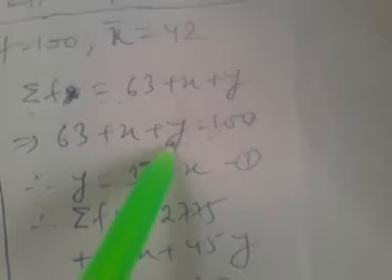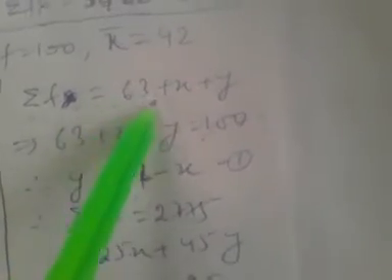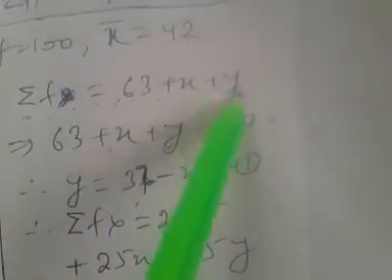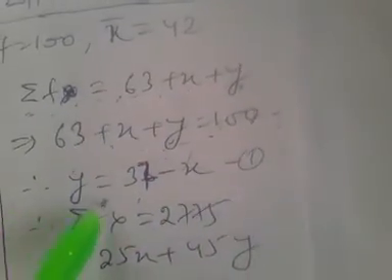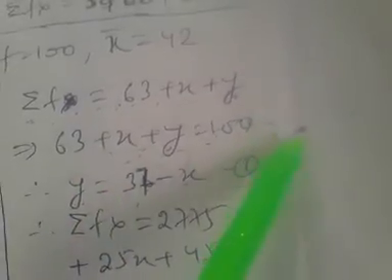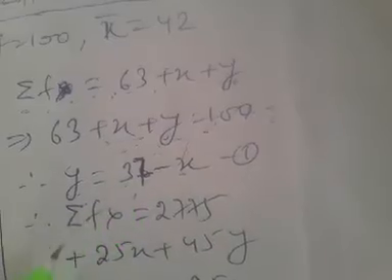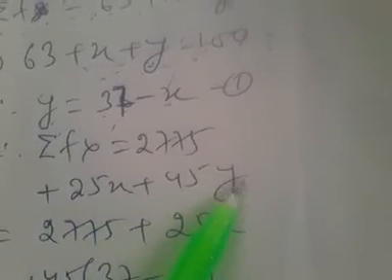And to find out the value of y, we will take this x to the RHS. It means that summation f is equal to 63 plus x plus y. And if you want to express it for variable y, then we get y is equal to 37 minus x. All these terms are taken to the RHS, which will give us y is equal to 37 minus x. And when we find summation fx, then we get 2775 plus 25x plus 45y.